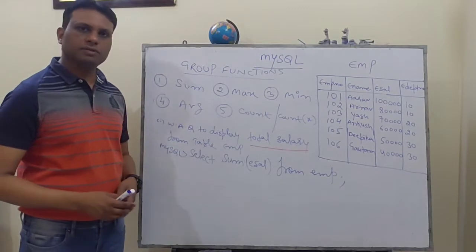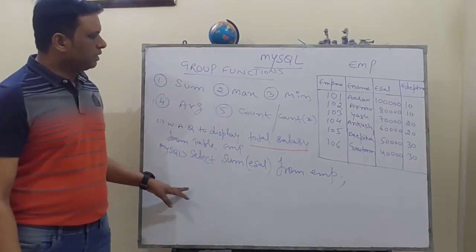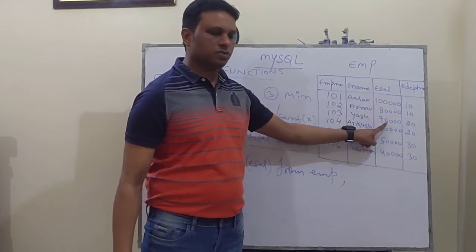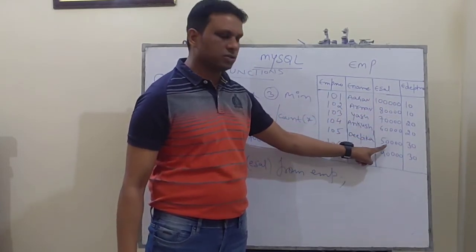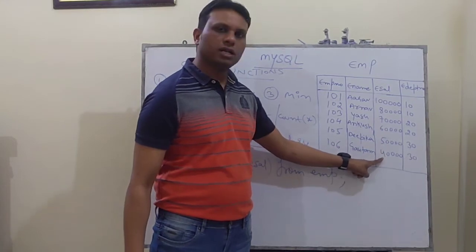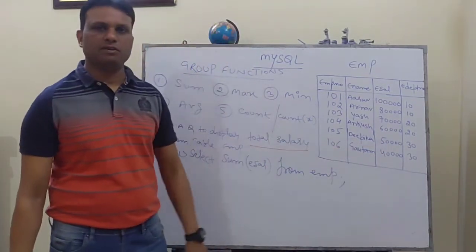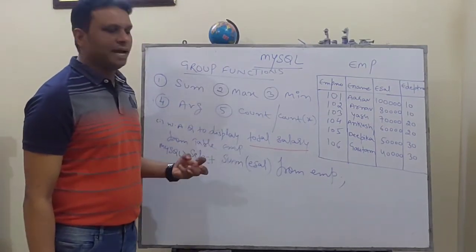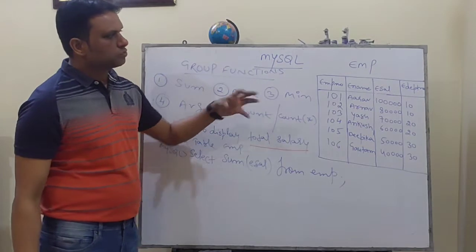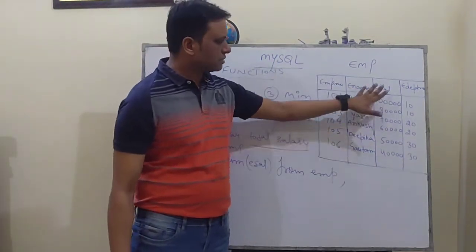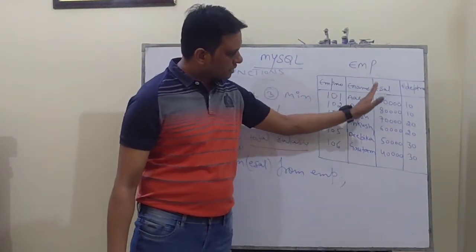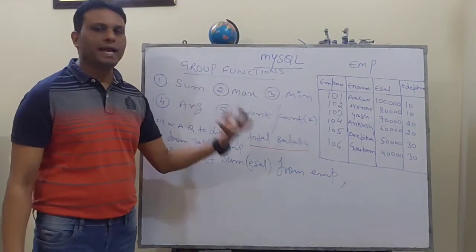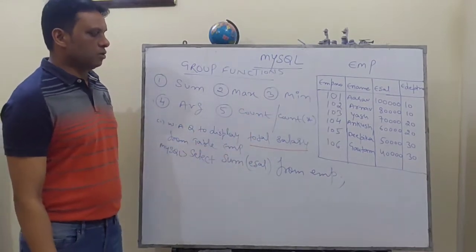So what do we get? Can you guess the output of this query? The output will be sum of sal. It means 1 lakh plus 80,000 plus 70,000 plus 60,000 plus 50,000 plus 40,000. You will get the final value at the end. So sum is used to add the values which are present inside the column. There are 6 records in it which contain salary, so this sum is going to add them. So it gives you the result accordingly.